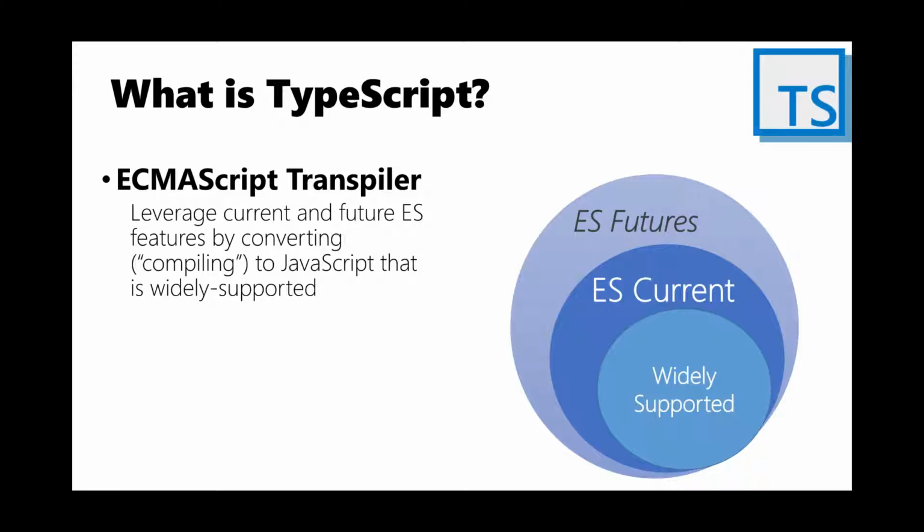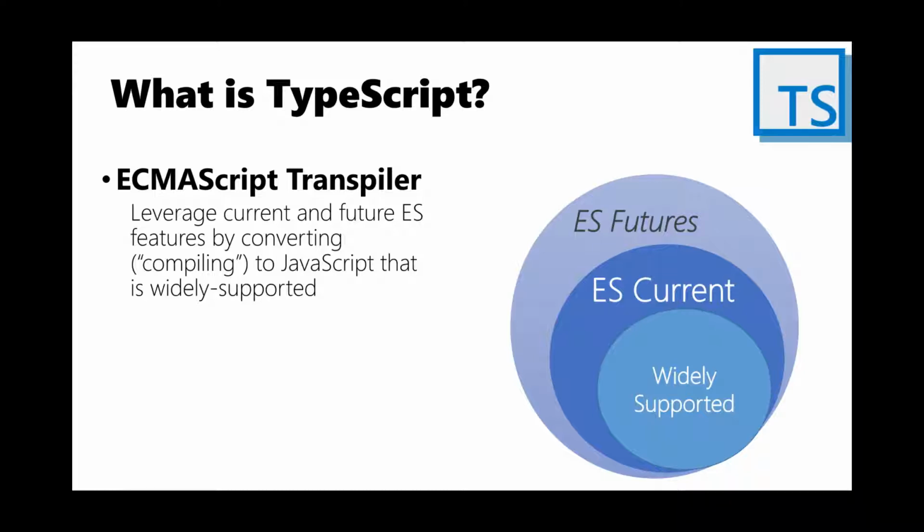Then above and beyond that, there's that third, outside circle, which is ECMAScript futures, the stuff that's coming in the future, maybe in the next release, maybe way out, right? These are proposals that have not necessarily been accepted. They may be at various stages of maturity or acceptance. And so what TypeScript allows you to do is, it is a transpiler, and it allows you to use all three of these things, right?